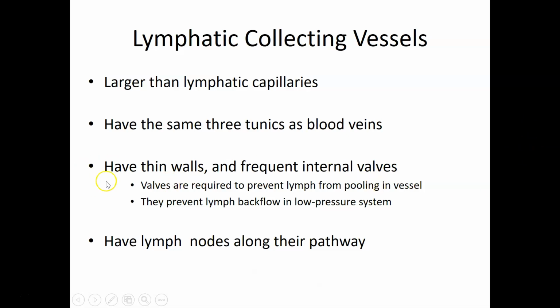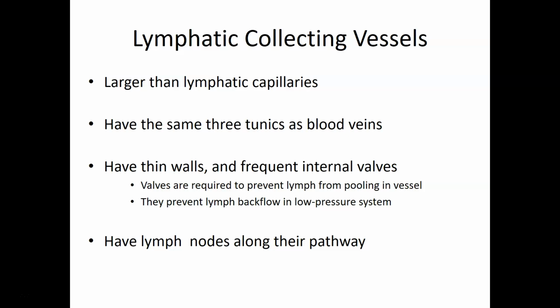There are 2 characteristic features of lymphatic collecting vessels. One is thin walls and frequent internal valves. The internal valves act to prevent backflow of lymph. And so lymph is going to flow from the capillaries through the collecting vessels and then eventually into a lymphatic trunk. And these valves are basically ensuring that there's one-way flow of lymph through those set of vessels.